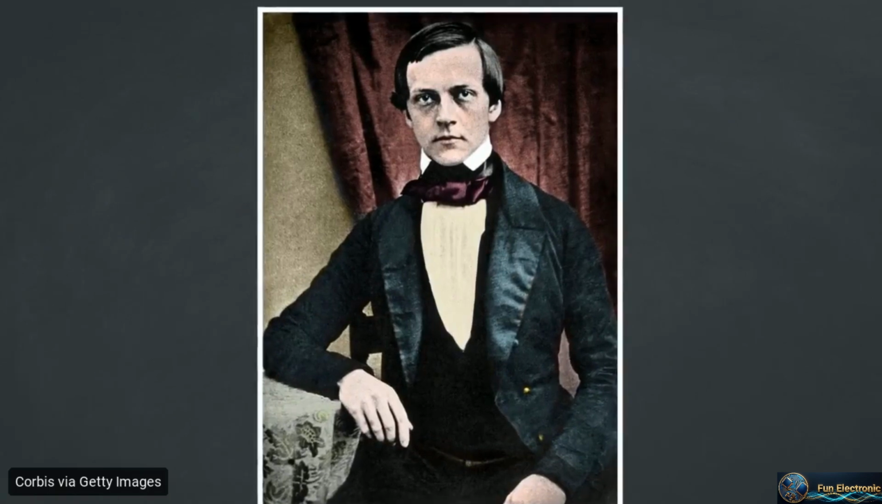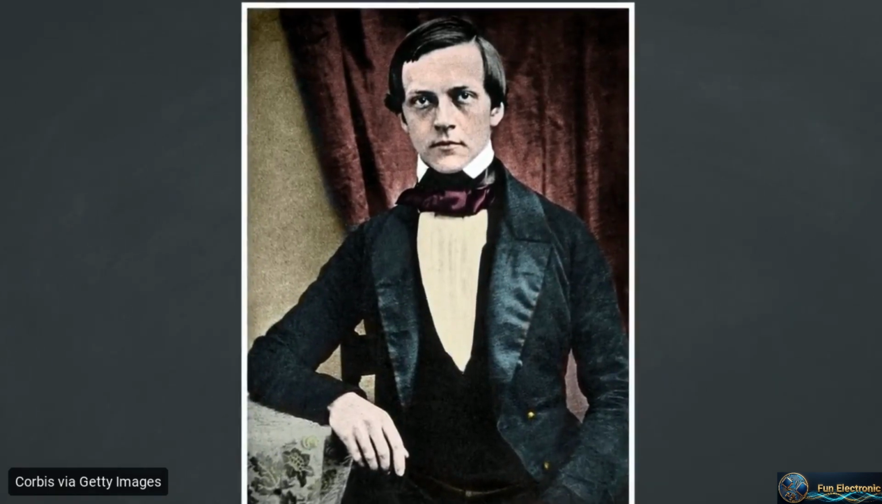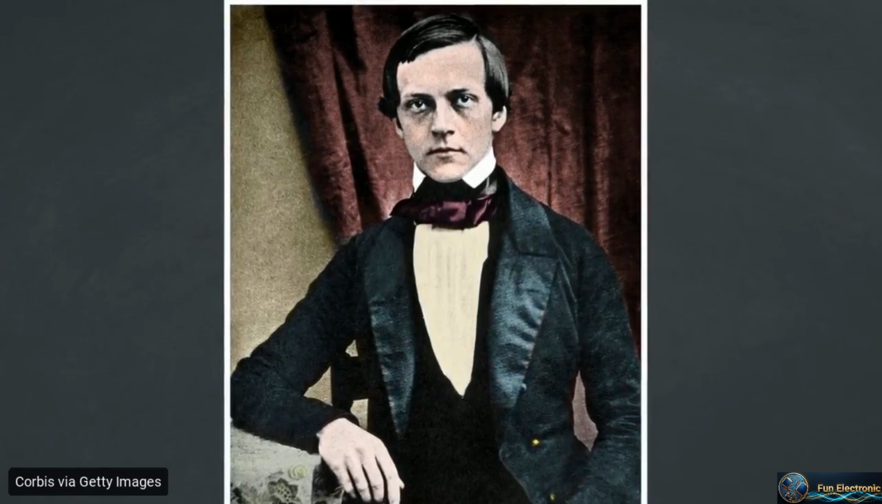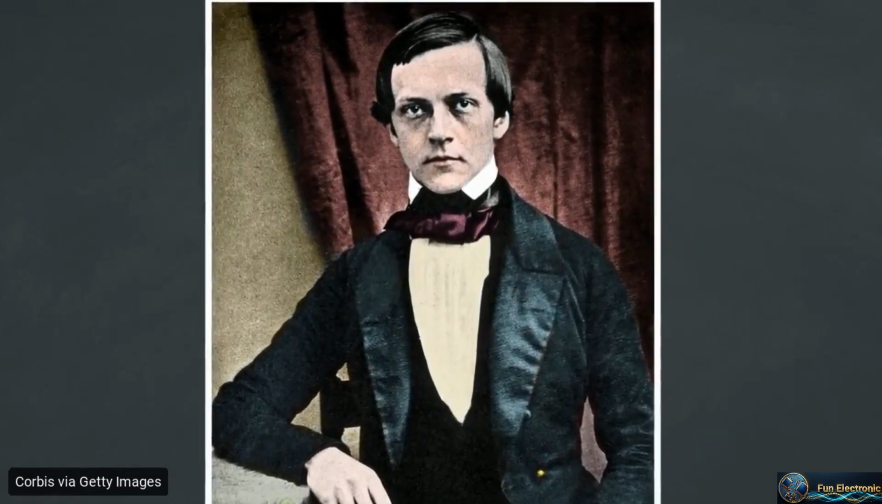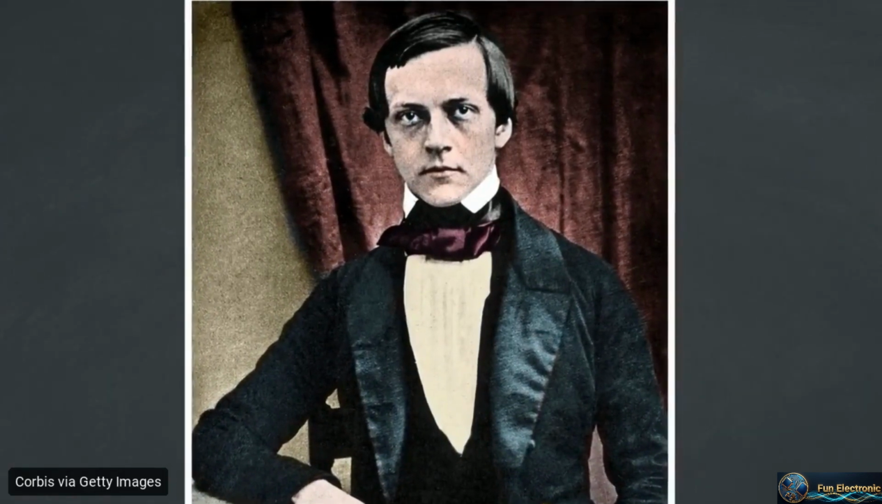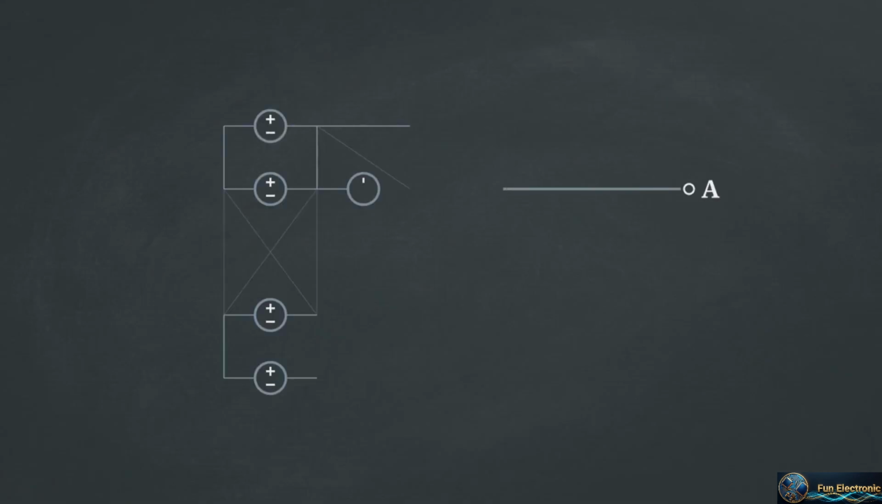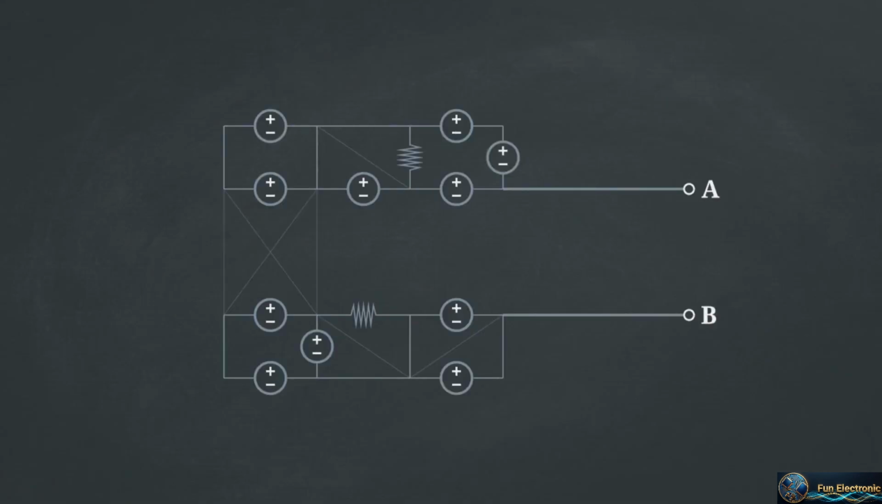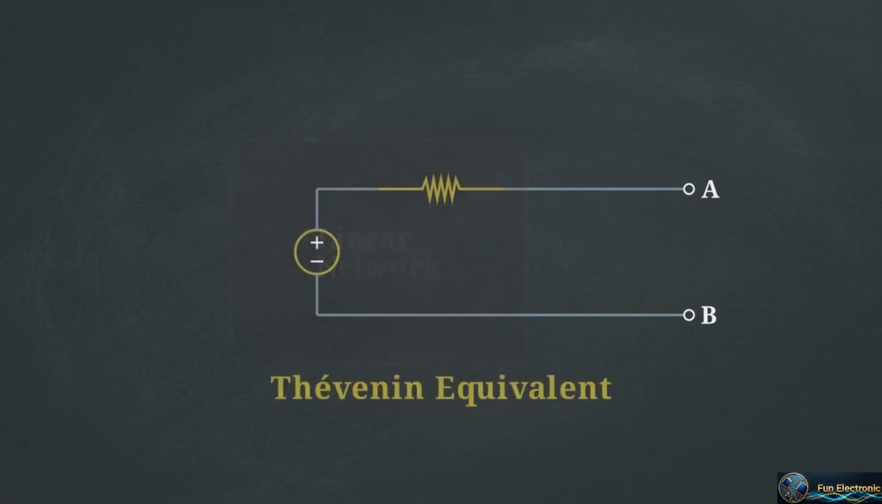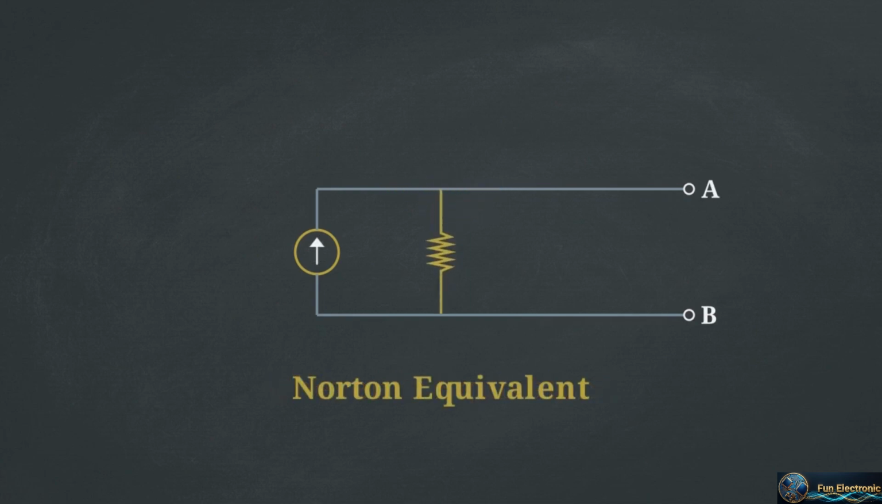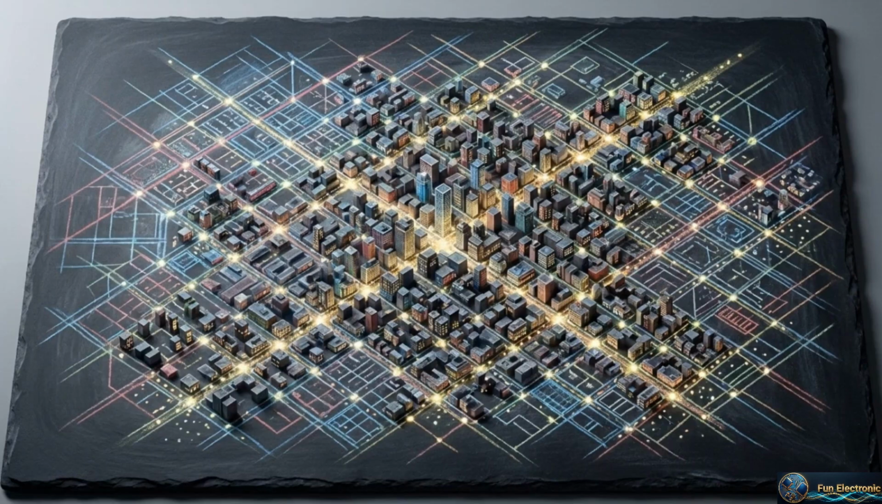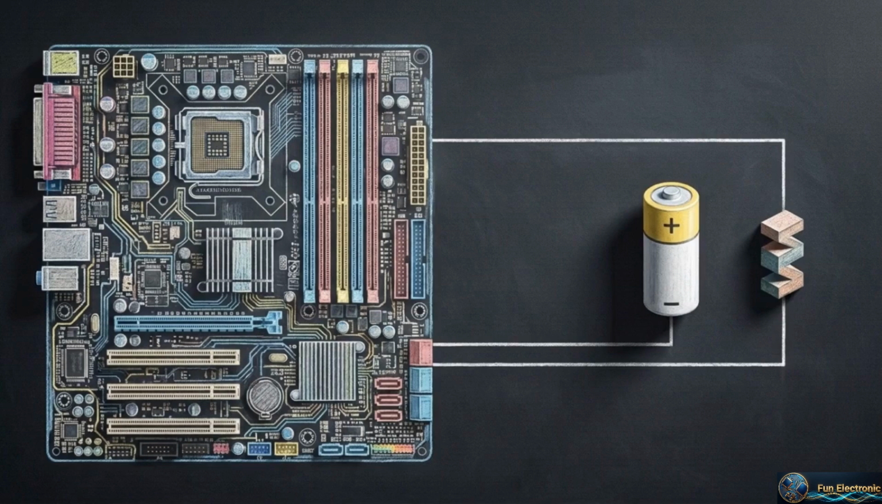Back in 1853, the German scientist Hermann von Helmholtz derived a solution to this, a method later popularized by the French engineer Léon Charles Thevenin. Thevenin's theorem states any linear network can be replaced by an equivalent circuit with just one voltage source and one resistor in series. Sibling concept Norton's theorem achieves this same abstraction, but models the network with a current source and resistor in parallel. Using these equivalents, an engineer can treat a whole city grid or a complex computer motherboard as if it were just a simple battery and a resistor.